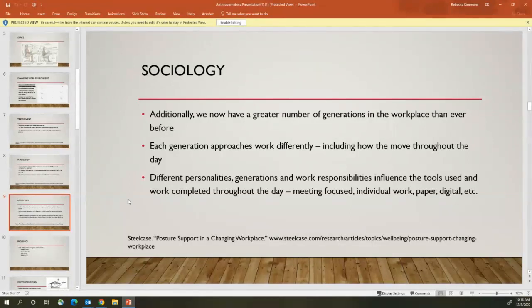So having different types of spaces is really important as you plan out, giving variety for the groups that are there. You're going to have different personalities, different generations, different work responsibilities that all influence how they work throughout the day. So whether they're doing a lot of meetings, individual work, working on paper, or working digitally, you need to understand that when you are space planning in a work environment.